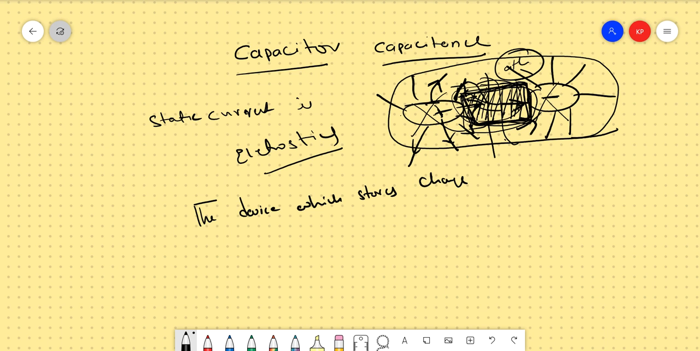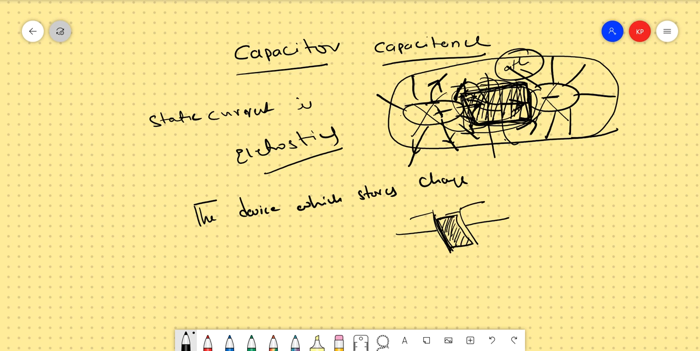So that device means we are having two plates, one is the positive plate, another one is the negative plate. We will place a dielectric medium between these two plates, so the charge will be stored in this dielectric medium. Let us take this as one charge, this as another charge, and this as the medium.